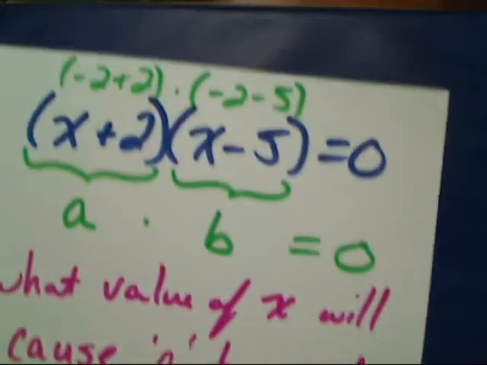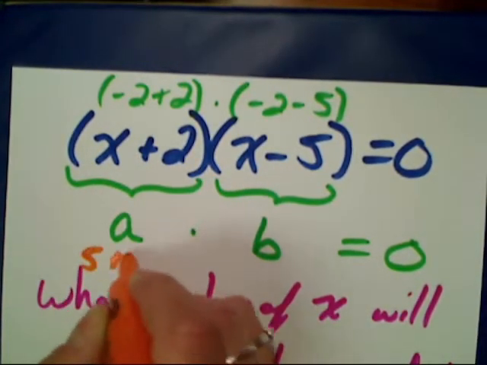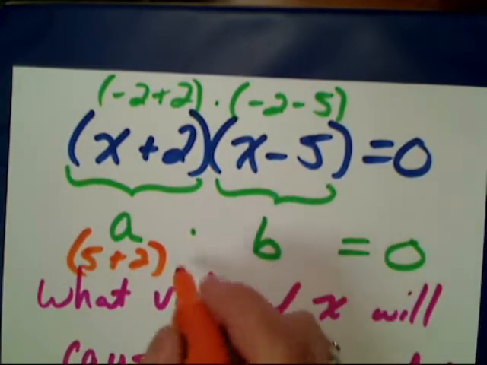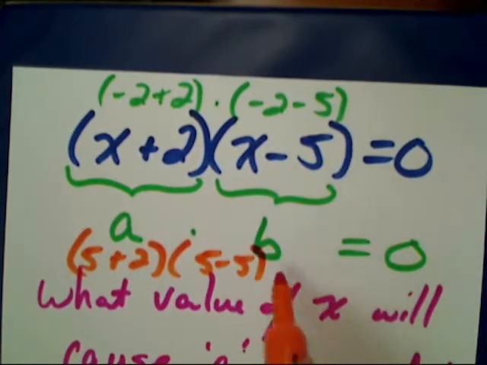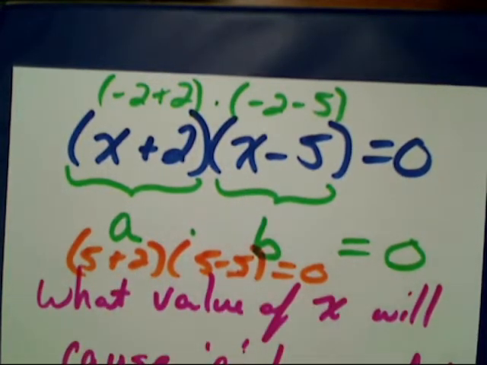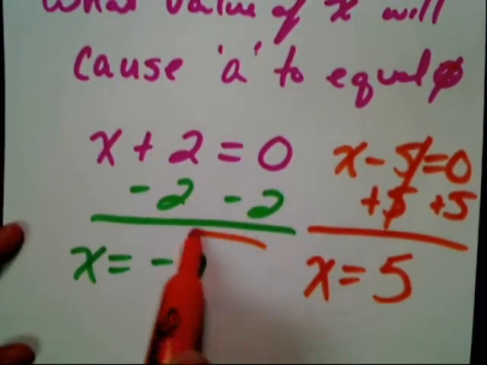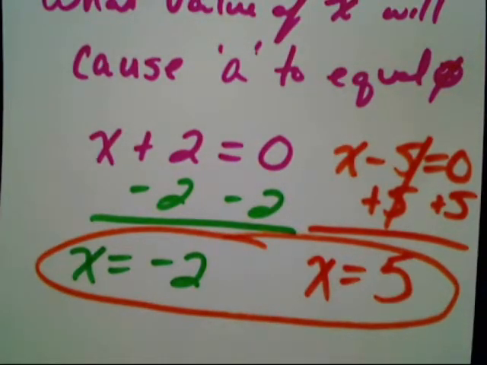Well, let's check that back in here. If I have 5 plus 2, let's squeeze that in down here, that gives me a 7 times 5 minus 5. Well, 5 minus 5 is 0. So 0 times anything is going to give me 0, which makes the left side equal to the right side, which means it's a true statement, which means it's a solution. So I have two solutions to this problem: x is equal to negative 2 or x is equal to 5. Those are the two solutions that we were able to get because our equation was already in factored form.